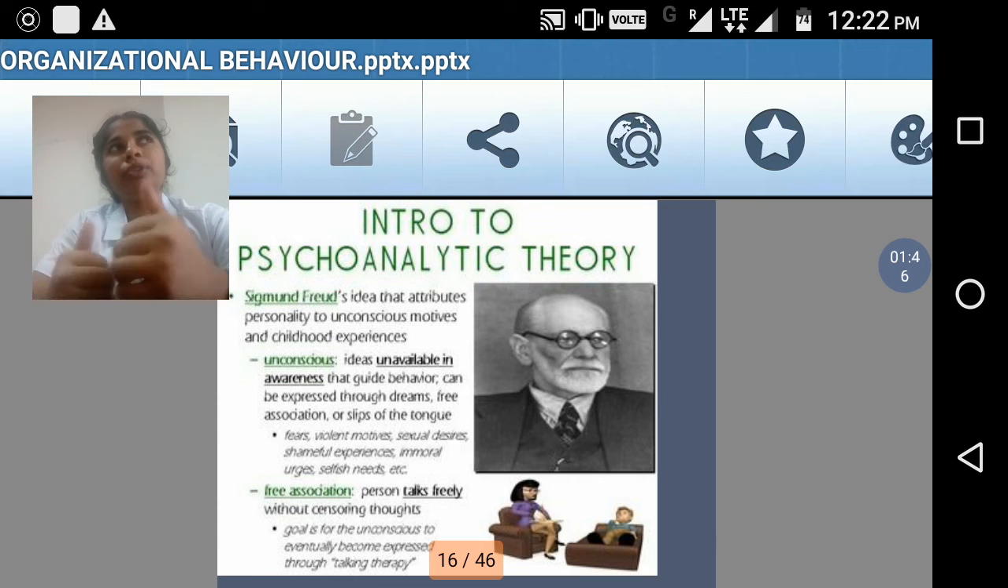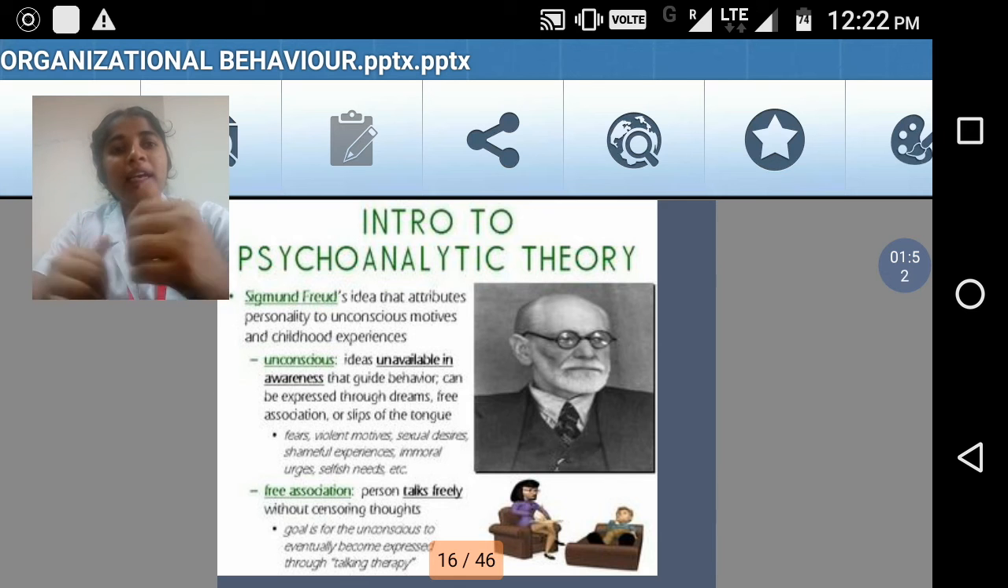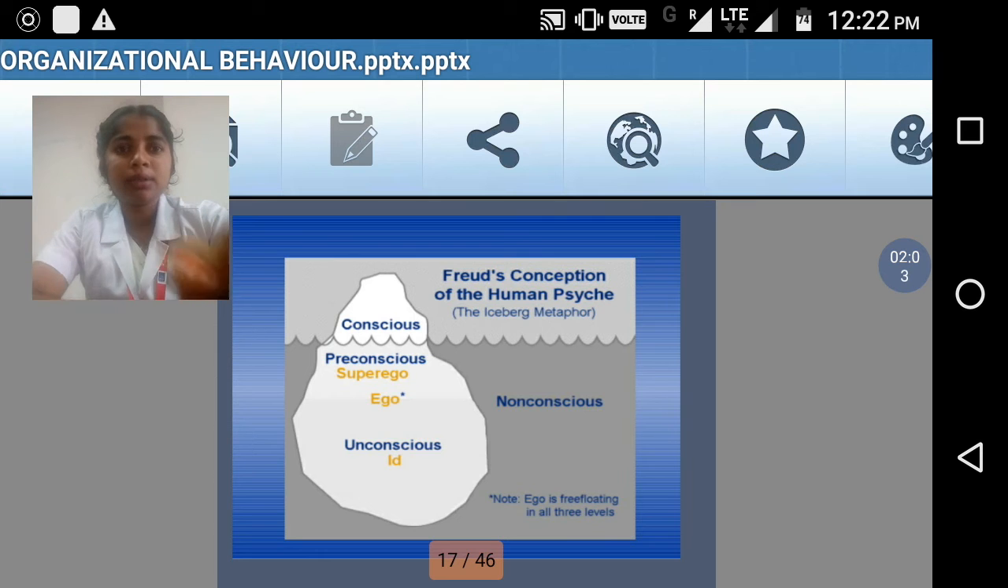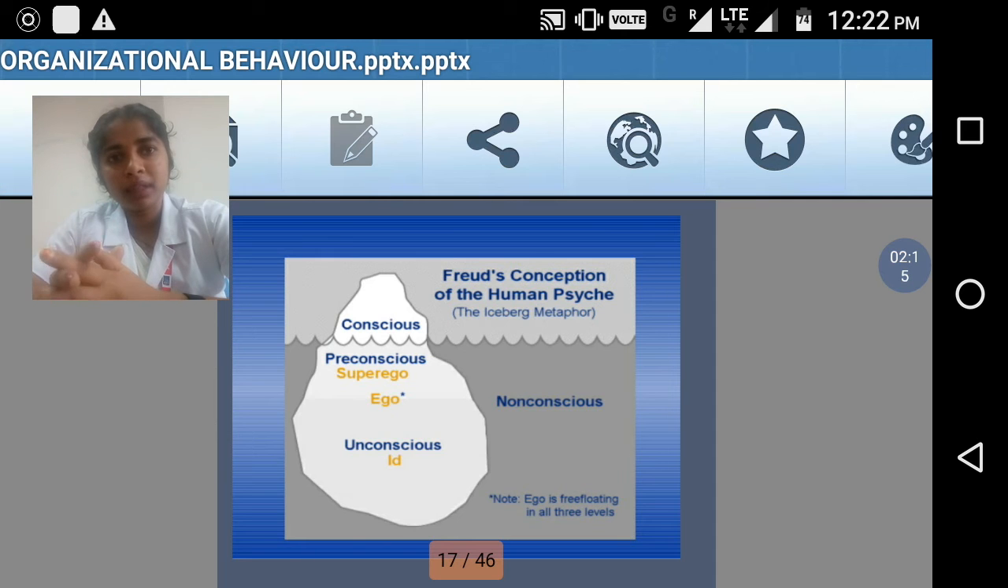Already we have the word ego here. If you are thinking that ego means some characteristic of people, here it is not like that. He named three categories, id, ego, and superego, just to describe personalities. So let's see which kind of personality that is. That is id, ego, and superego, like unconscious, preconscious, and conscious. So Freud explained the three terms.